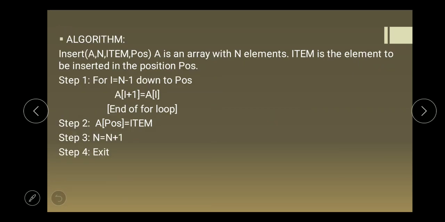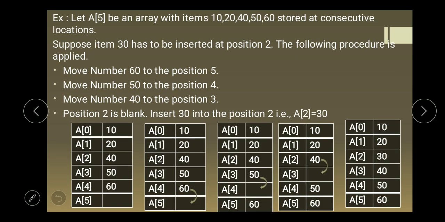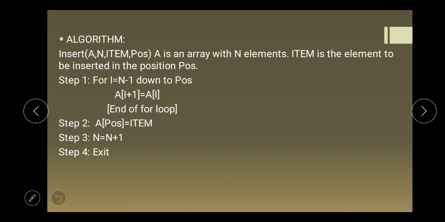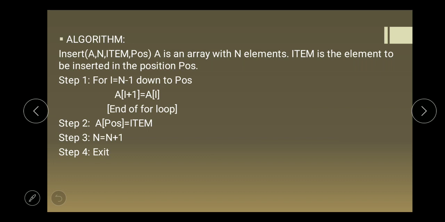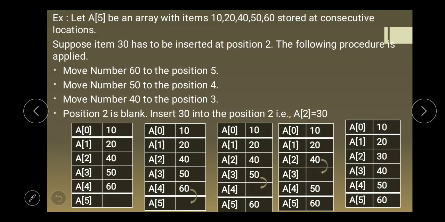Like that, the for loop is repeated. Okay, 60, A of 5 is equal to A of 4. 60 shifted to A of 5. A of 4 is equal to A of 3. 50 shifted to A of 4. Using the for loop, the numbers will be shifted to the higher order position. Then our position A of 2 will be found. Then A of position is equal to item. We will insert our item into the given position, that is A of 2. Okay.